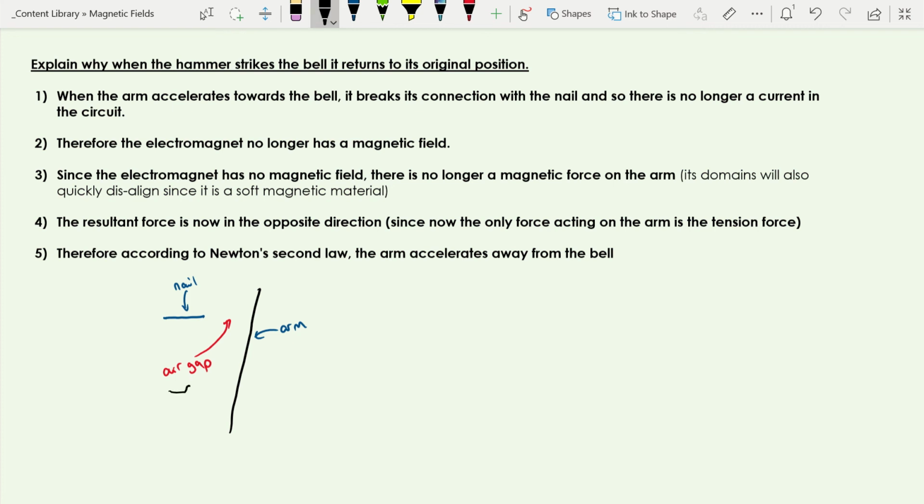We can put our spring back in. The spring is exerting a force to the left on the arm because the spring is trying to unstretch itself. According to Newton's second law, if there's a resultant force, in this case to the left, it will accelerate to the left, away from the bell. It will reconnect with the nail, and then the whole process can repeat. So that's our explanation for why the hammer returns to its original position once the hammer has struck the bell.